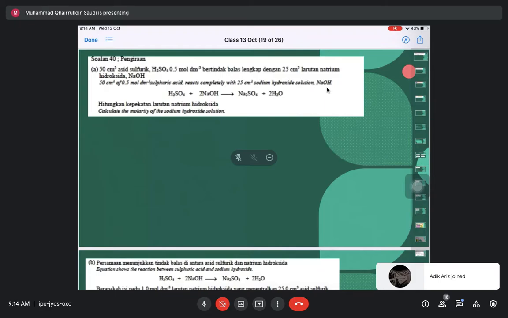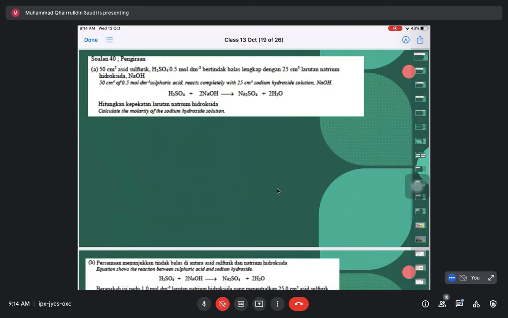By discussing the last exercise that I gave during the last lesson, and then we will continue with today's lesson. So if you are ready, you should have your exercise book and your red pen in front of you, so that we can discuss. Okay, the first one is the exercise in the module, question 40. It is a calculation problem.